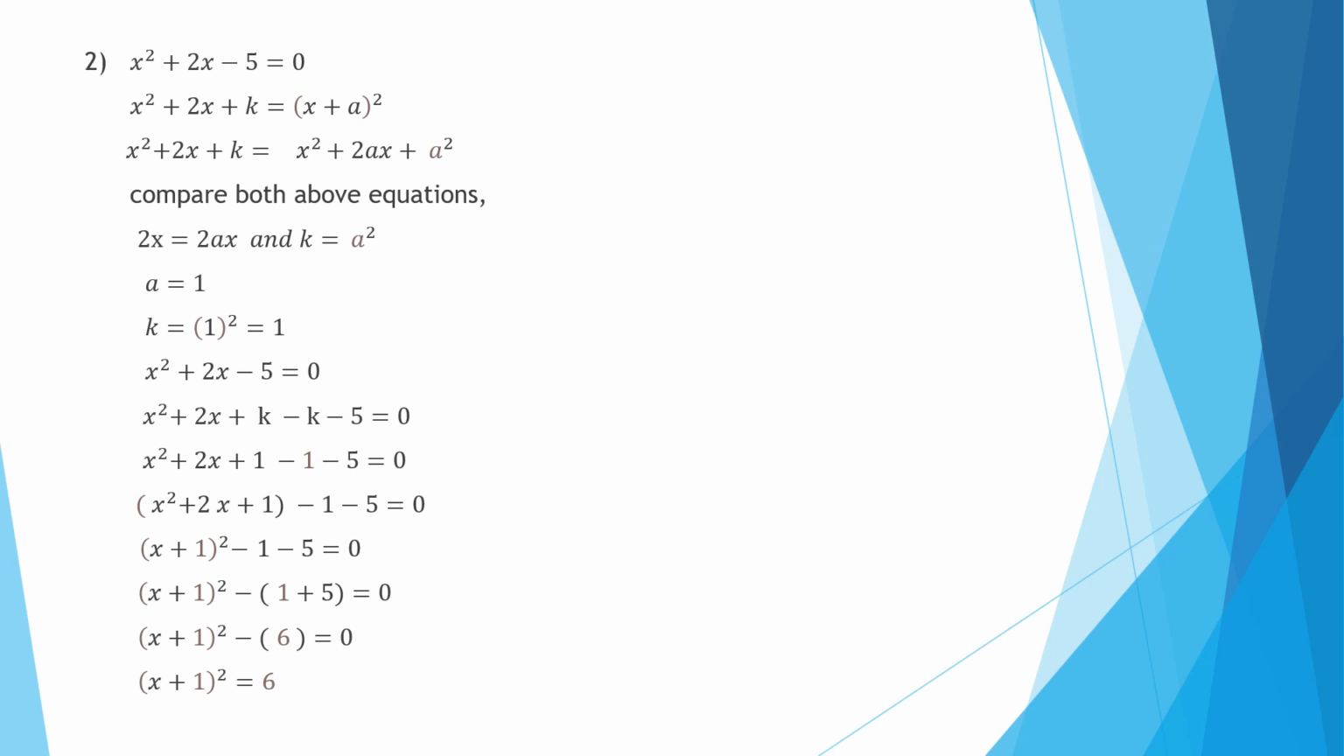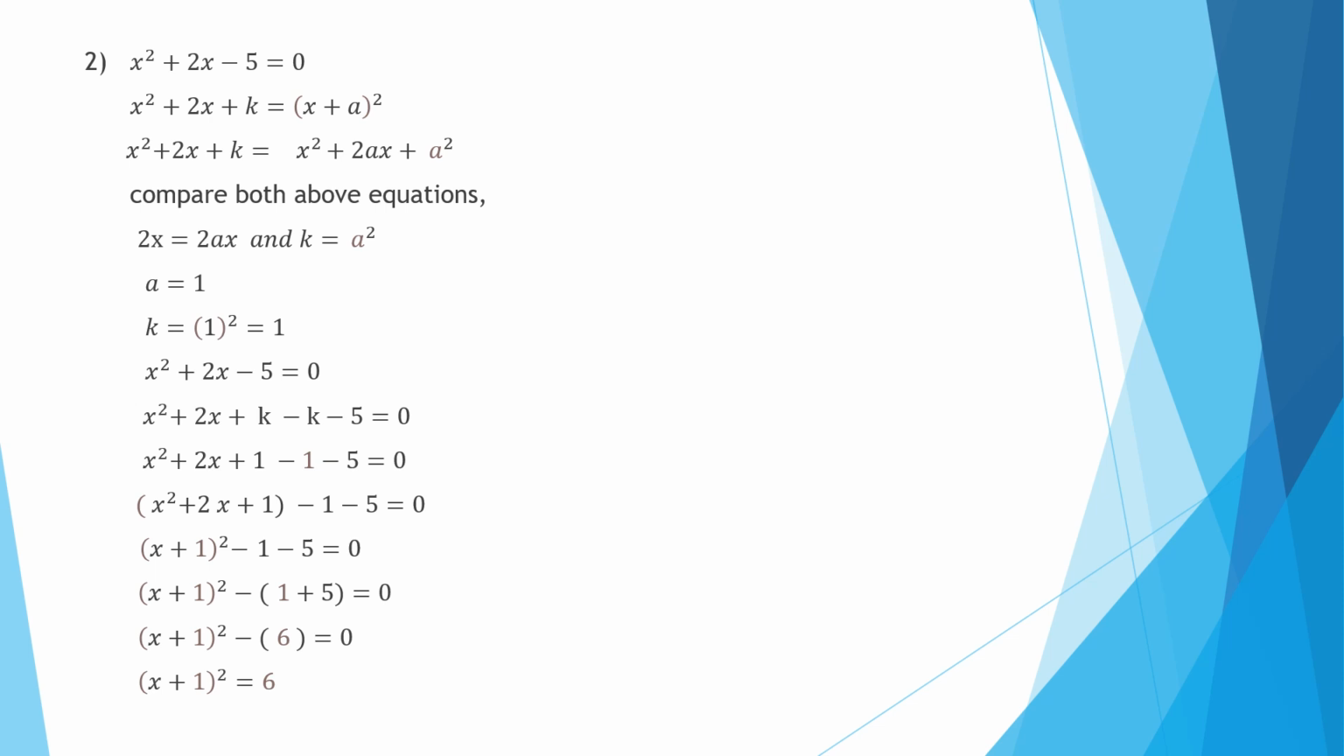So we put the value of k in this equation. It becomes x square plus 2x plus 1. The value of k is 1. So plus 1 and minus 1, minus 5 is equal to 0. Then we write x square plus 2x plus 1 in bracket, minus 1 minus 5 is equal to 0.